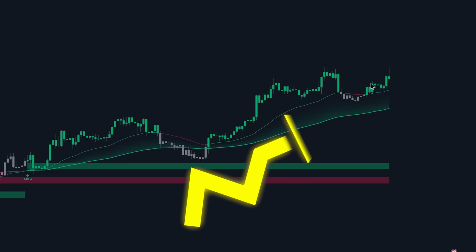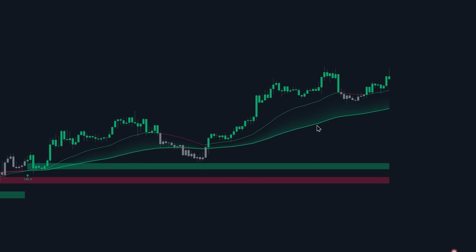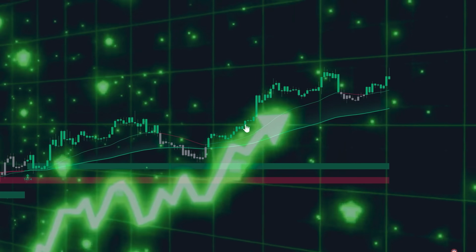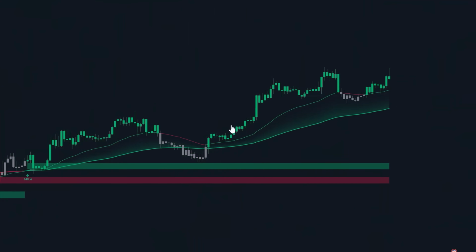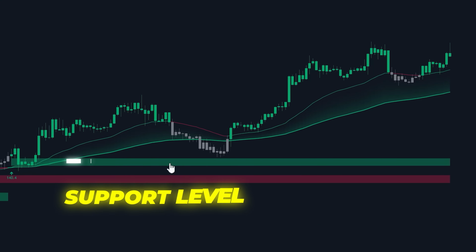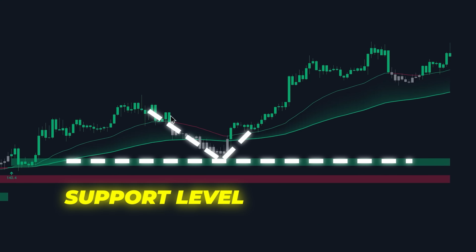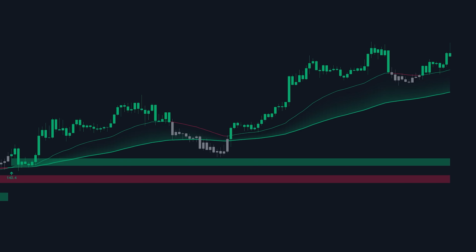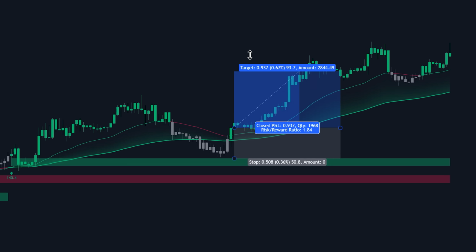This is a bullish trend as identified by this indicator. And as you can see, the price went up. Now, down here, the same indicator printed a clean support level, which the price cleanly bounced off of. If we were to take a long position here, well, it would have been a profitable trade.